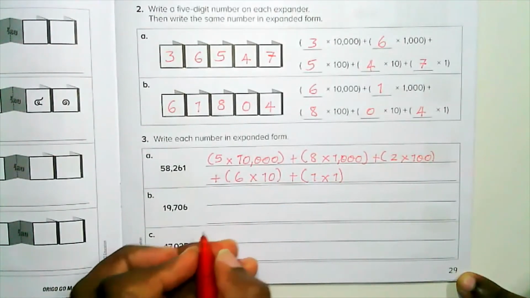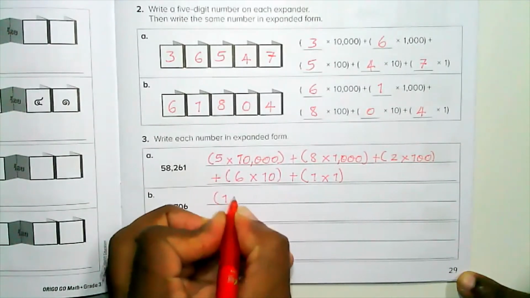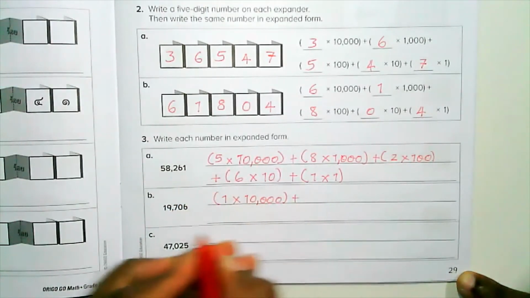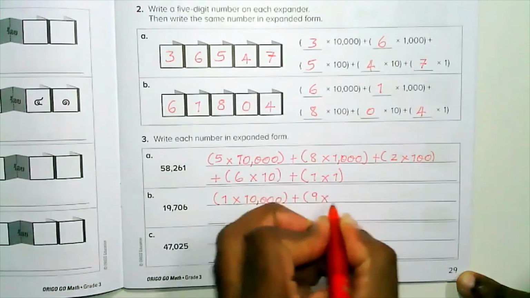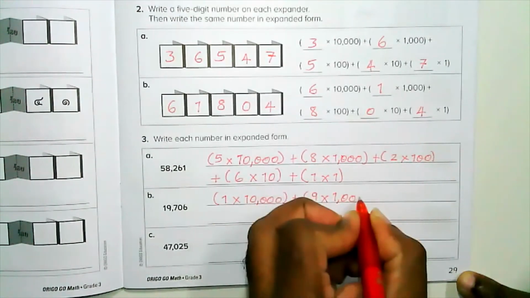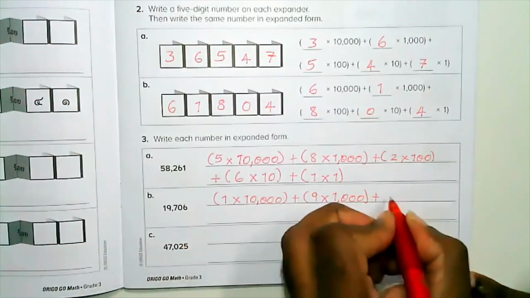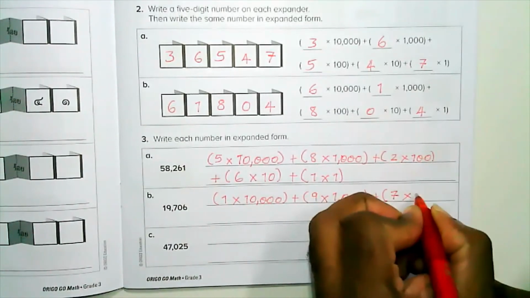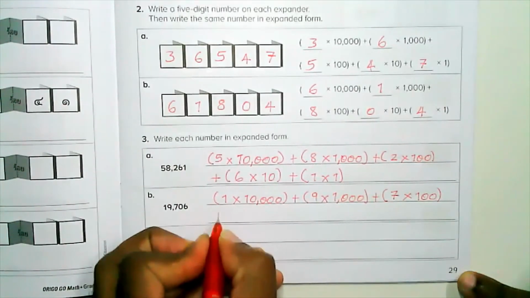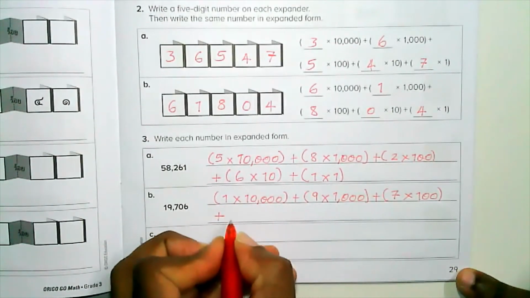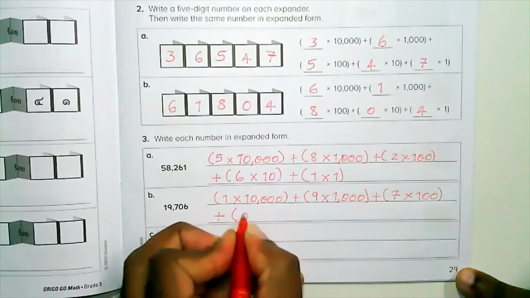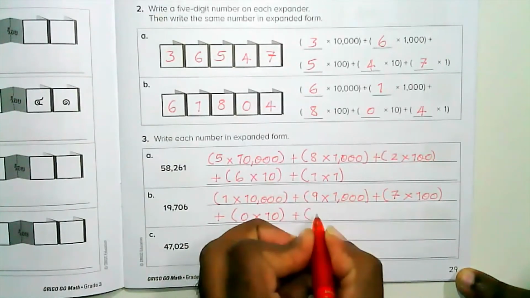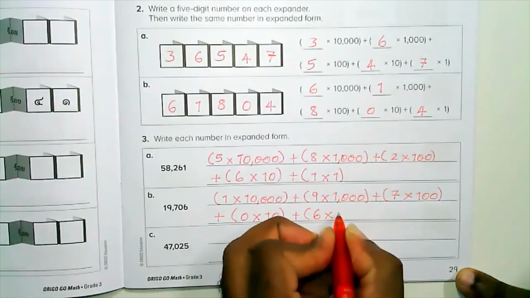Part B. 1 times 10,000 plus 9 times 1,000 plus 7 times 100 plus 0 times 10 plus 6 times 1.